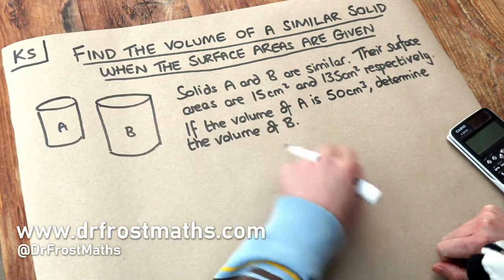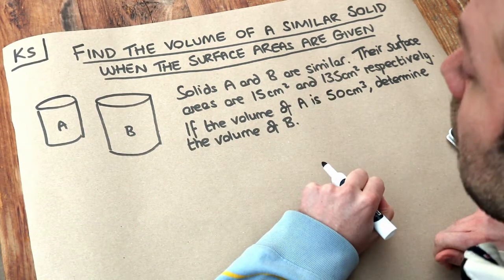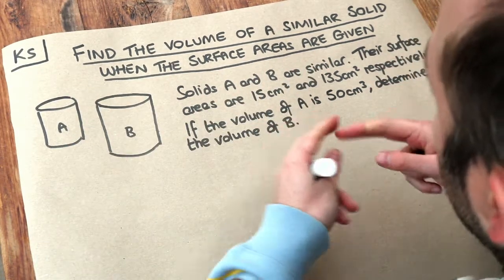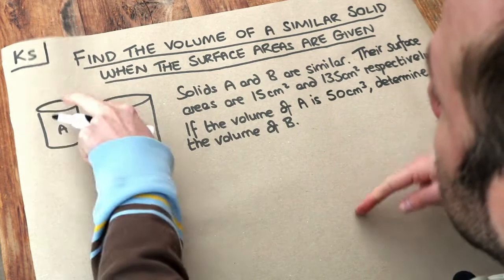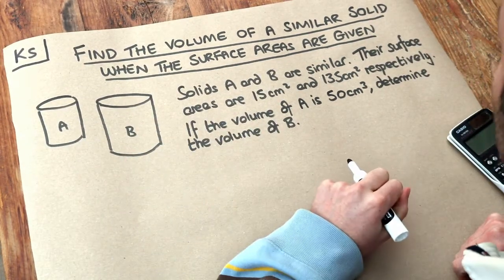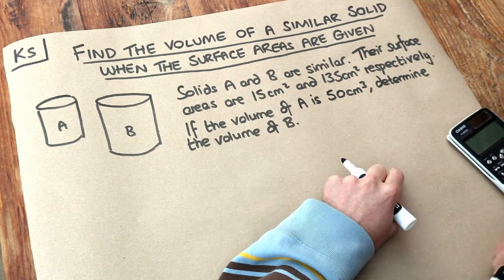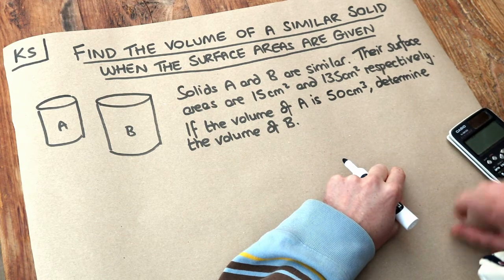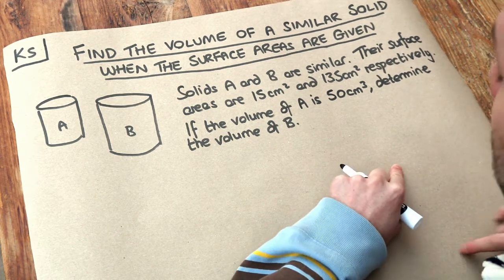So we've got solids A and B and they are similar. That means in maths that the two solids are in the same proportion. So for example, if we were to double the diameter, then we double the height as well. So they're the same underlying shape. Their surface areas are 15 centimetres squared and 135 centimetres squared respectively. If the volume of A is 50 centimetres cubed, determine the volume of B.